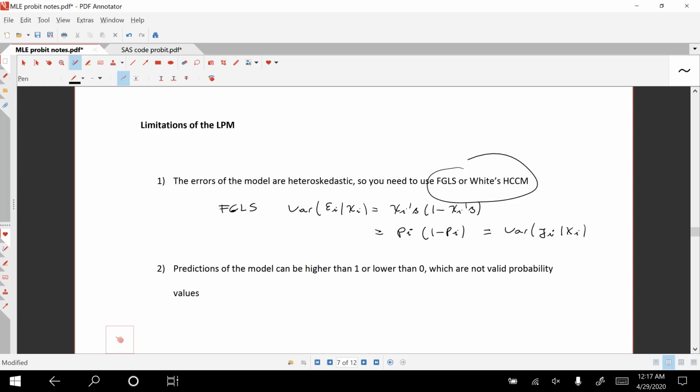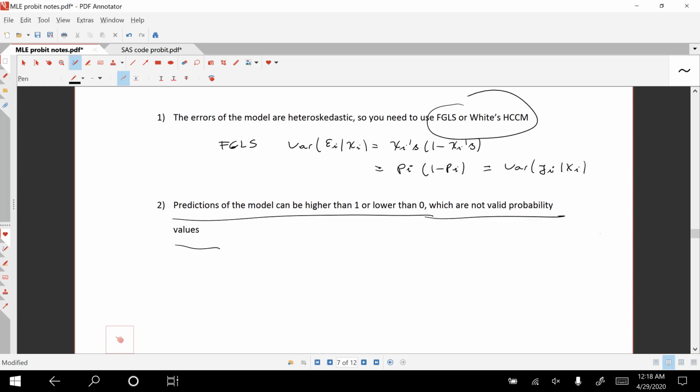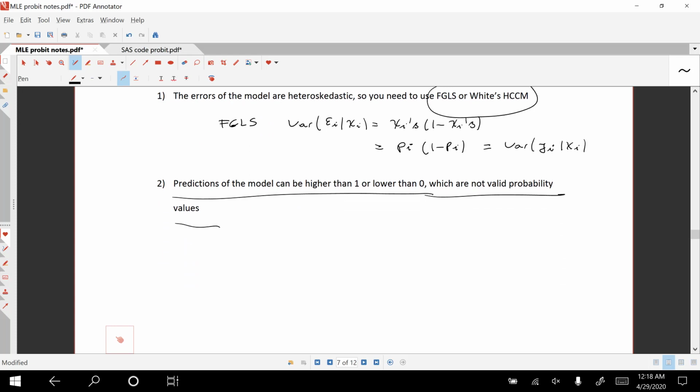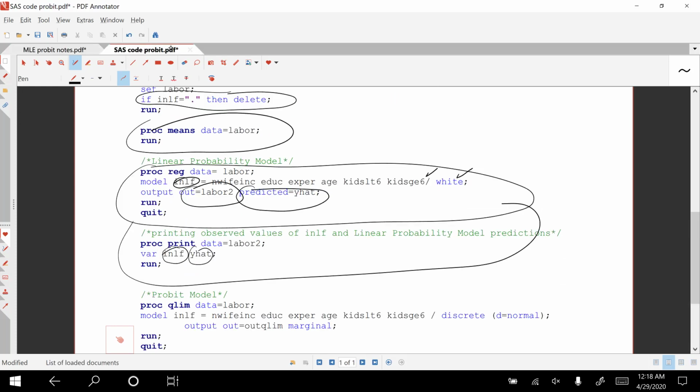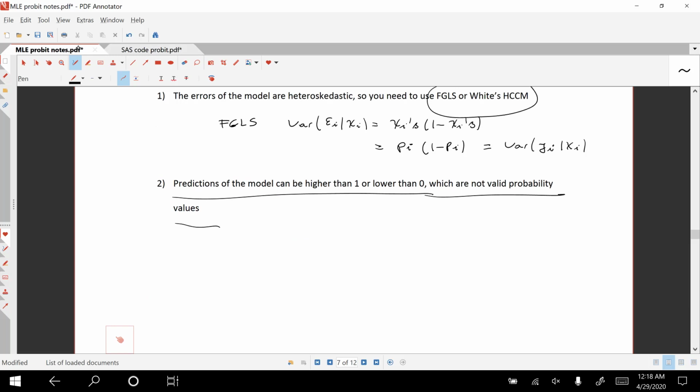The other problem is that the predictions of the model can be higher than 1 or lower than 0, which are not valid probability values. And again, here I don't have the output, but I have coded it. You can do it, I'll send you the data set. You can code this one. When you print these observations, you will see that some of the y hats are definitely higher than 1. And you could potentially have some y hats that are also lower than 0, which in terms of probability doesn't make any sense. So that can be problematic.